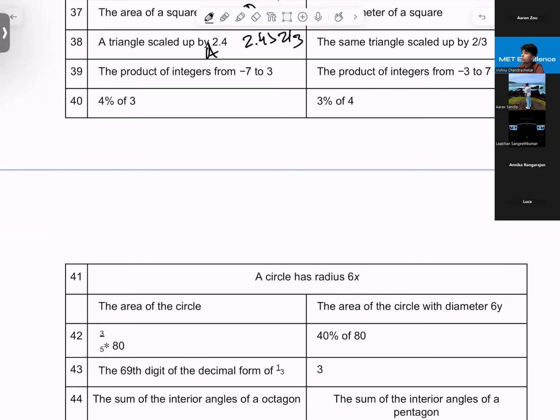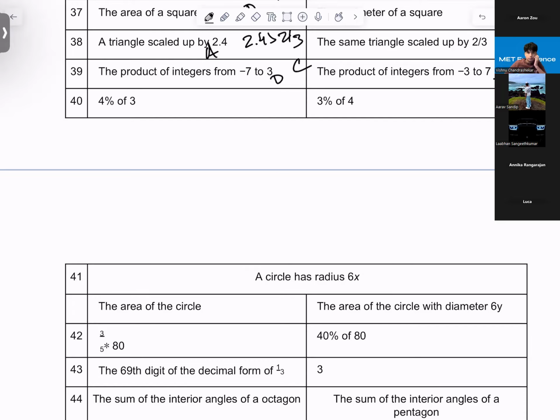Here it would be equivalent, or answer option C, because the product from -7 to 3 includes 0, so the product equals 0. If we remember, the product is multiplication. And then the product from -3 to 7 also includes 0, so the product would also be 0. So the answer option would be C, because they're both equal to 0.